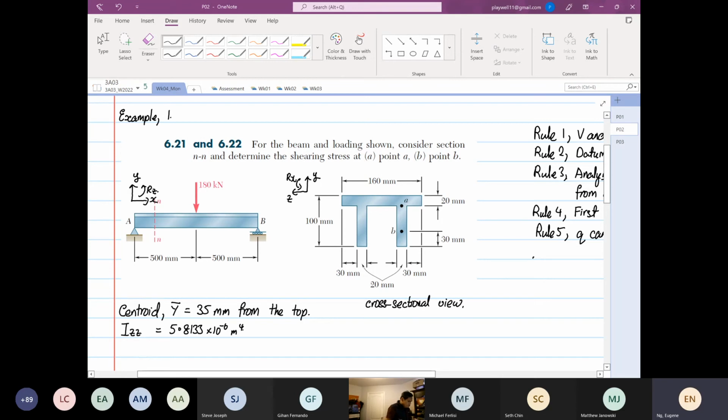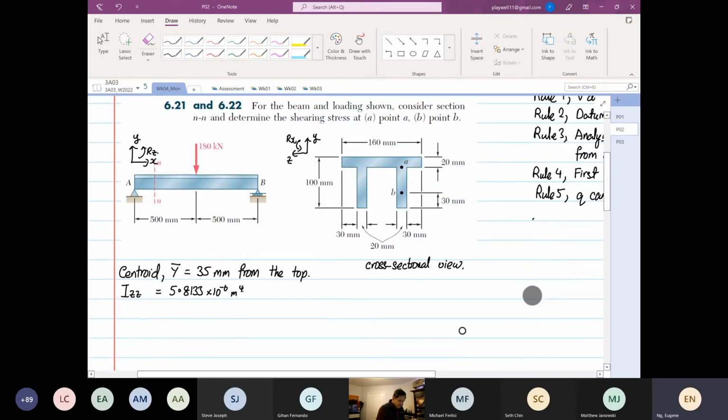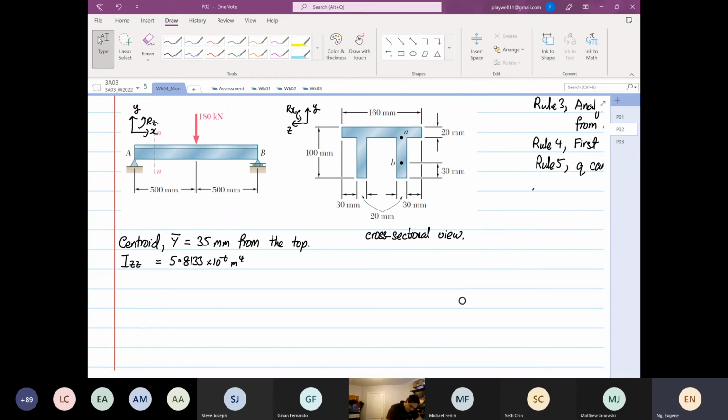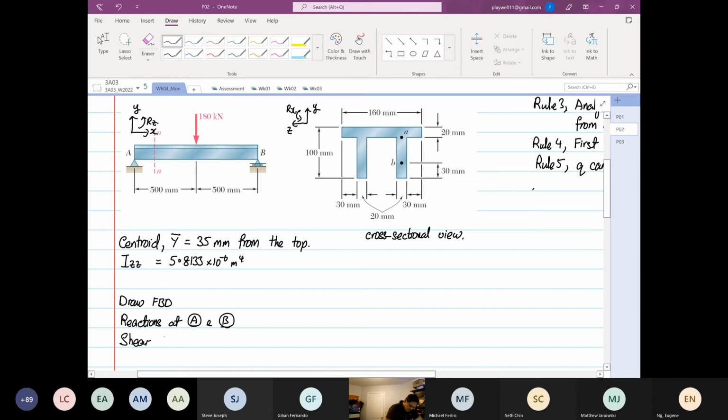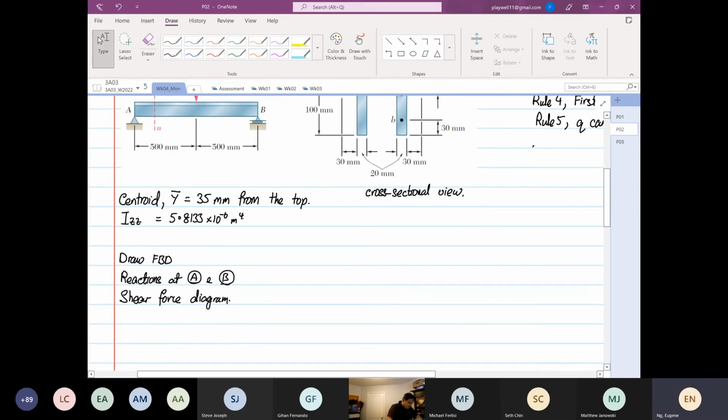First thing, how to solve this: I'm going to write down the procedure. First, we have to draw a free body diagram, and then we have to calculate the reactions at point A and point B. Then we have to construct the shear force diagram. After that, we can determine the shearing stress.